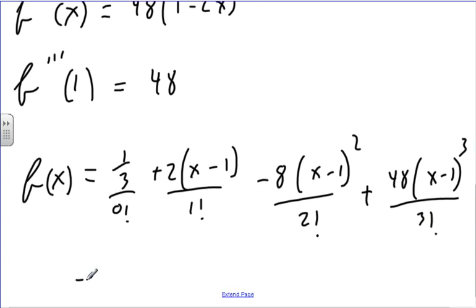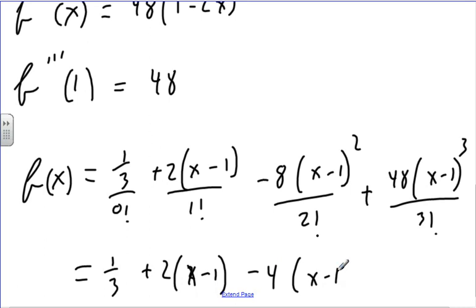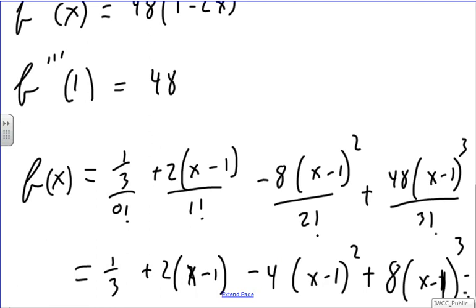Okay, so I'm going to rewrite it as 1/3 plus 2 times x minus 1 minus 4 times x minus 1 squared plus, 6 goes into 48 8 times, 8 times x minus 1 cubed minus blah blah blah. We have more, but we're not working them out. Was that the last one? No, one more to go.